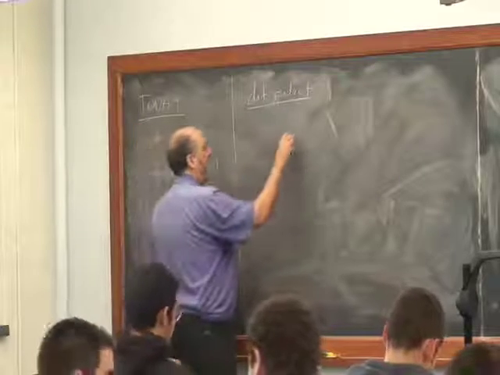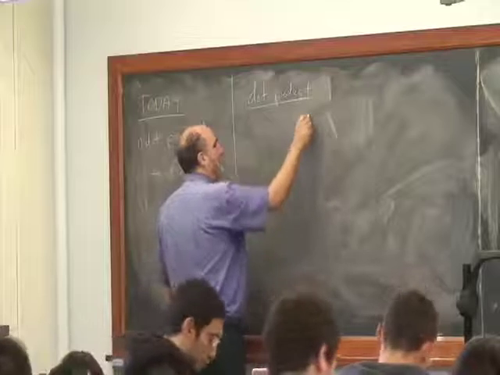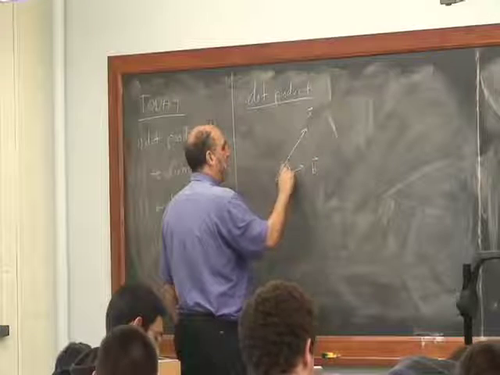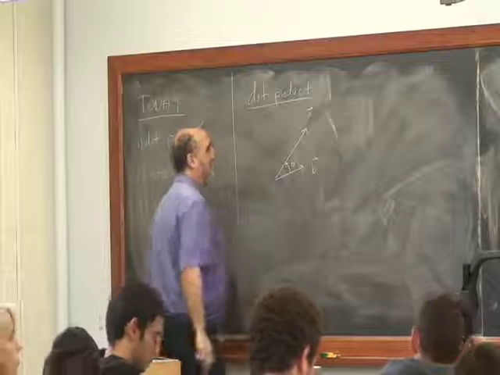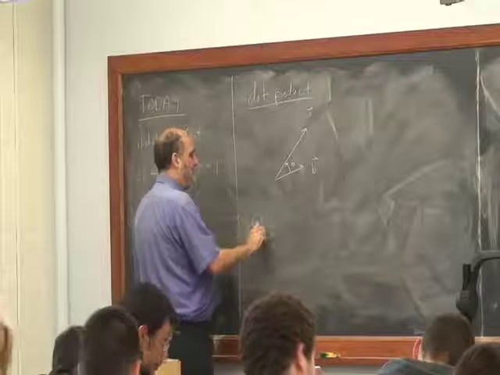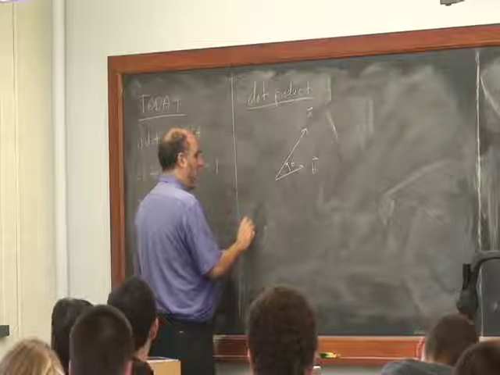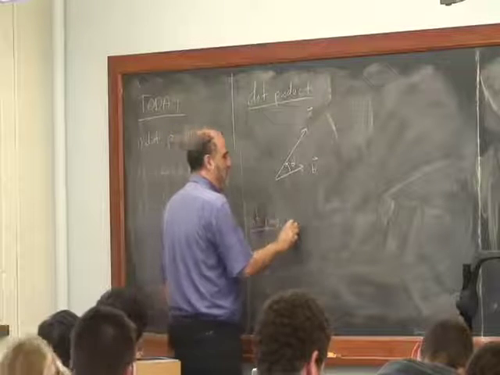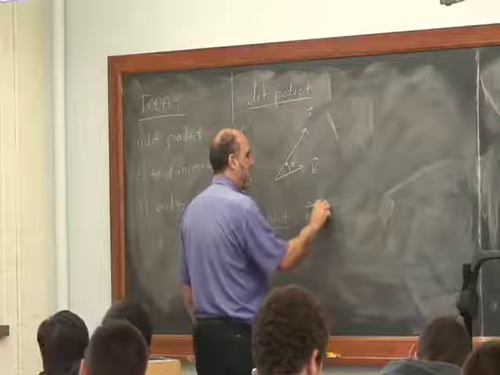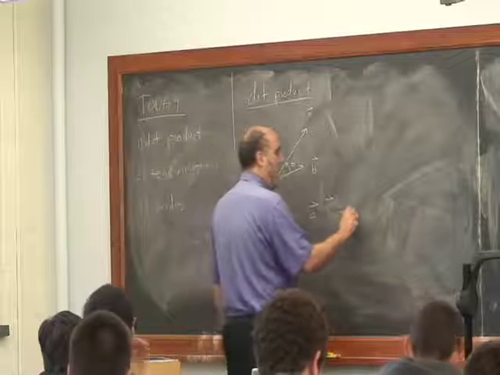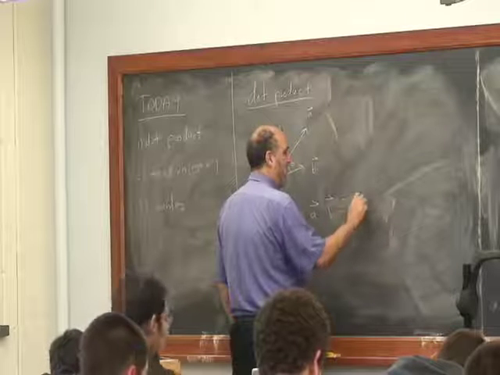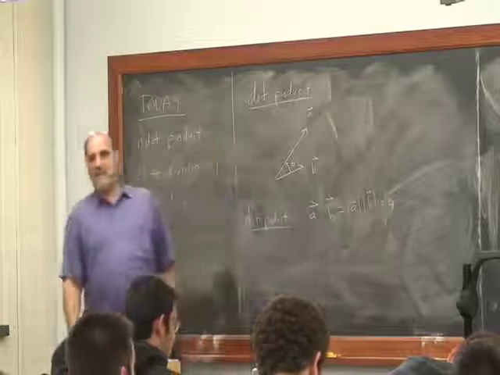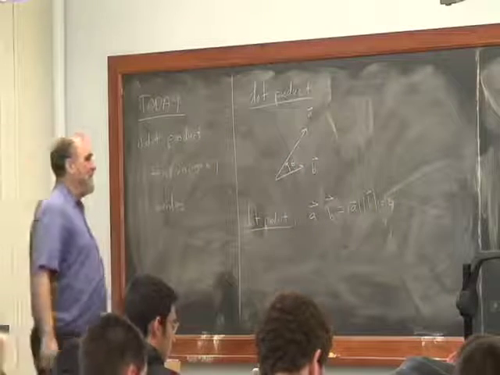So if we have two vectors, say A and B, and we have the angle between them, which I'll measure like this as theta, there's this formula for the so-called dot product between these two vectors. And the dot product is an operation between the vectors which gives a scalar. And the meaning of that scalar is the magnitude of A times the magnitude of B times the cosine of the angle between the two vectors.